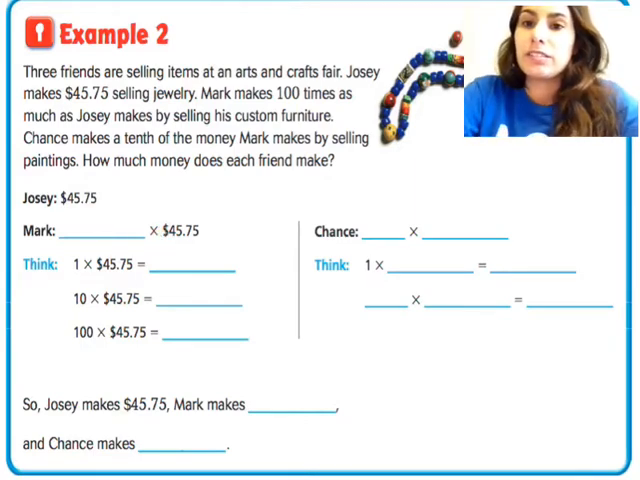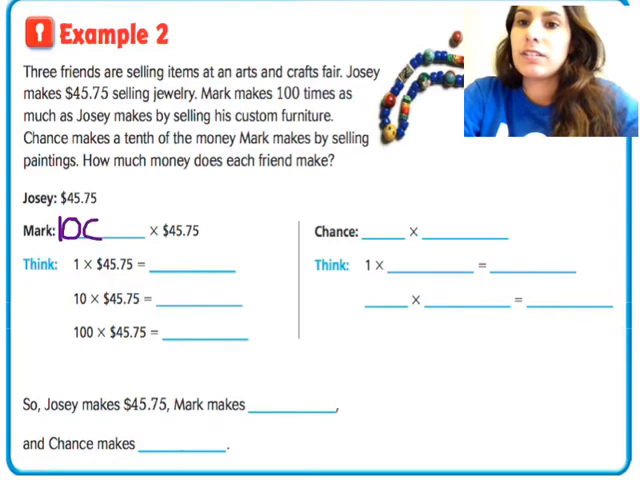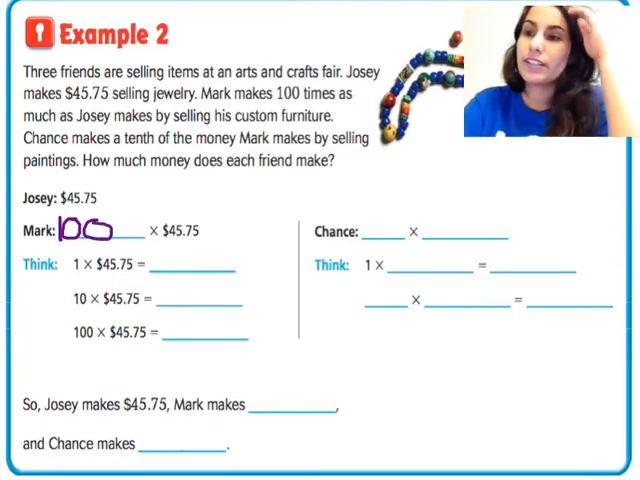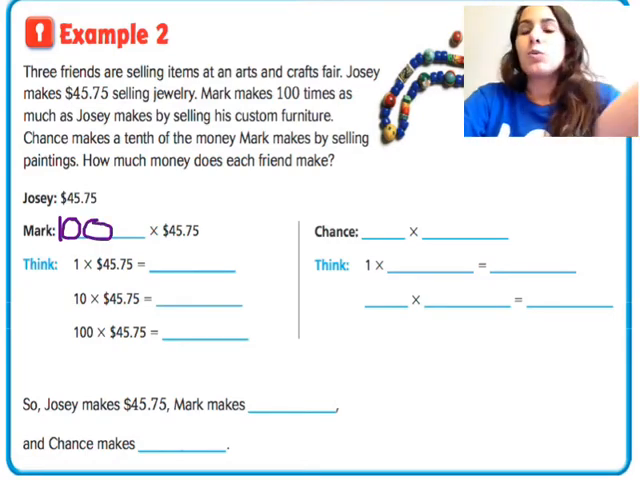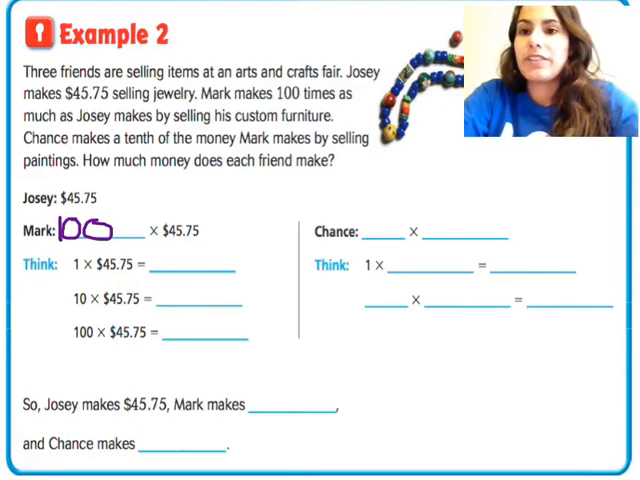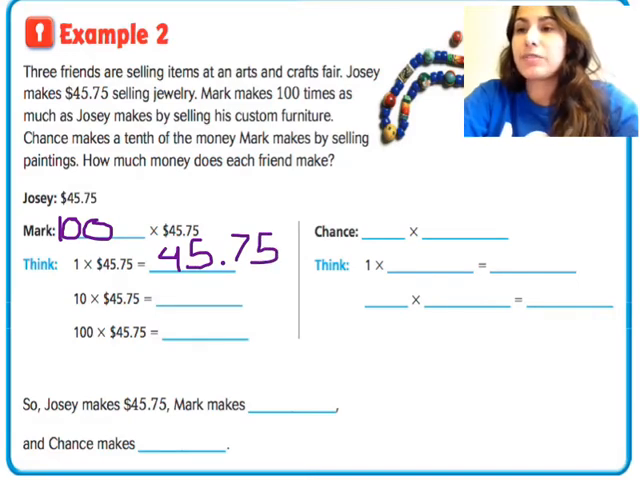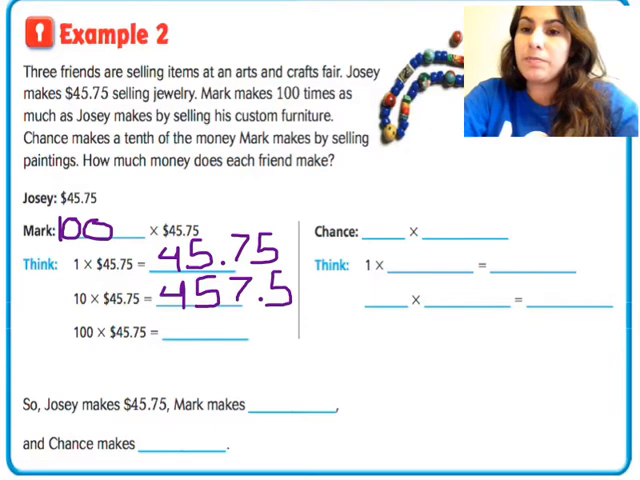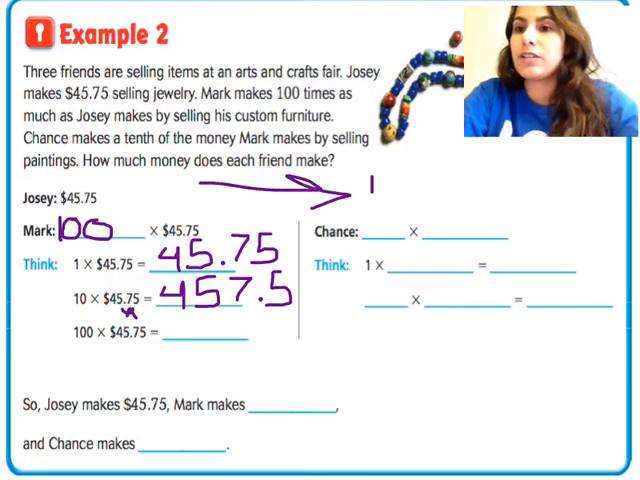So Mark makes 100 times $45.75. 1 times $45.75 is $45.75. 10 times $45.75 is going to be a bigger number. So I'm going to move my decimal place over one place to make it a bigger number to the right. Moving it to the right makes it a bigger number.